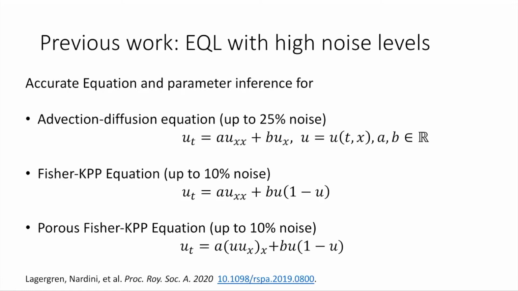I'll talk more about the details of how we infer these equations later on, but the idea of this previous study was that we could infer these common equations, including the advection diffusion equation with up to 25% noise in the data, or the Fisher-KPP equation with up to 10% noise in the data, and the porous Fisher-KPP equation with up to 10% noise in the data, whereas previous methods in the equation learning field struggled to infer these equations in the presence of large noise levels.